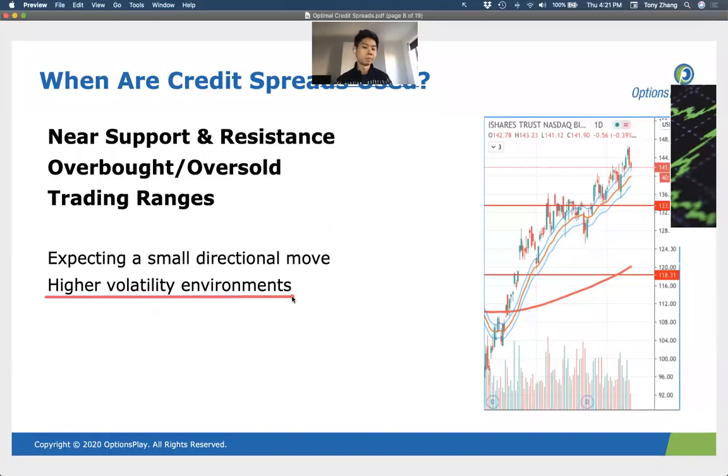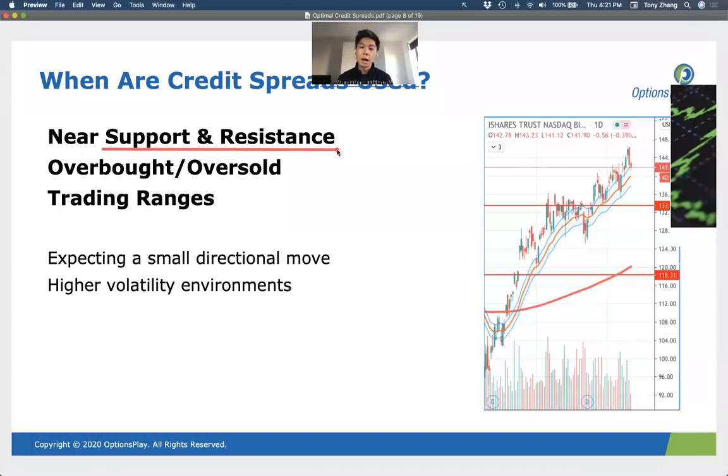a directional perspective. So when we look at credit spreads, we generally want to do them around reversal points. So whenever we think that markets are going to reverse from one direction to the other, these are your optimal conditions to sell a credit spread. You want to do them during market reversal. So there could be many different ways to do that. You can use support or resistance.